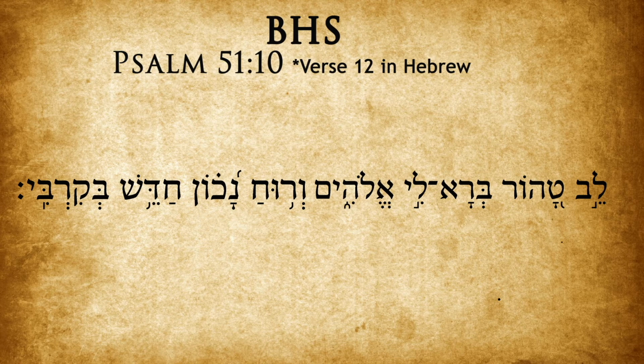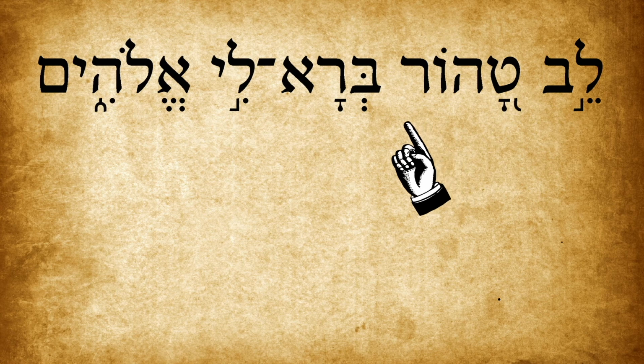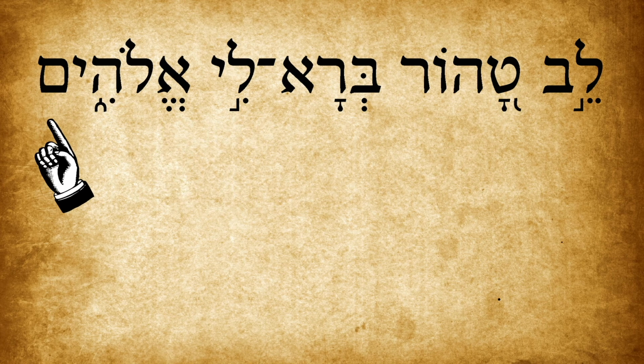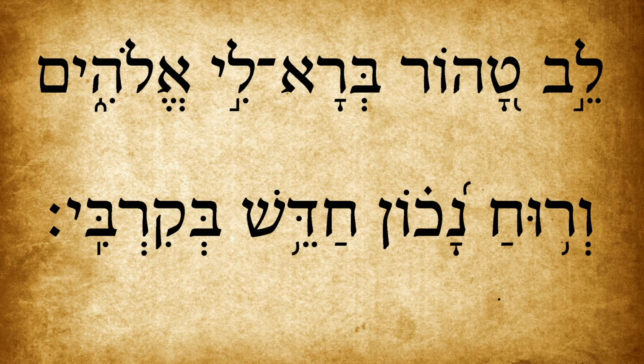Now, the first thing I want to point out is a small cantillation mark. Looks like a little wishbone. It's called the Atna. And what it indicates is that our verse here is actually broken up into 2 phrases. So the first phrase, Lev Tehor Bara Li Elohim. And the second phrase, Wa Ruach Nakon Chadesh Bekirbi.